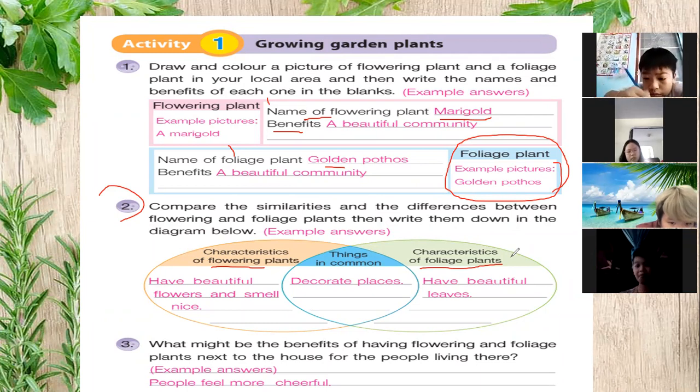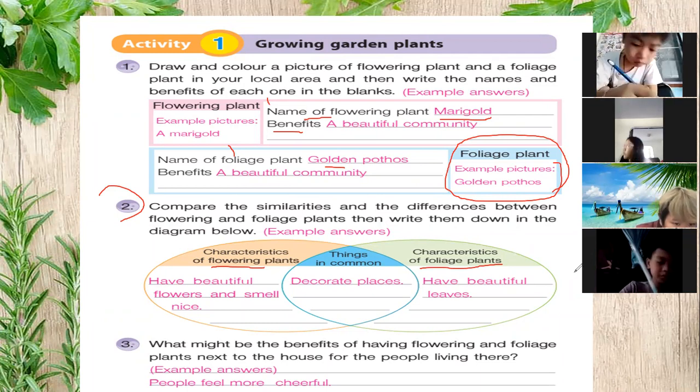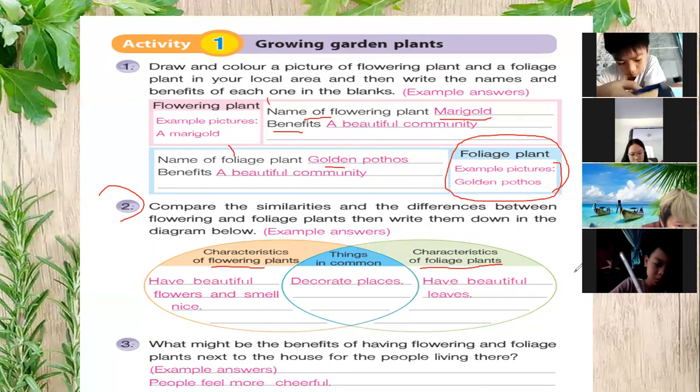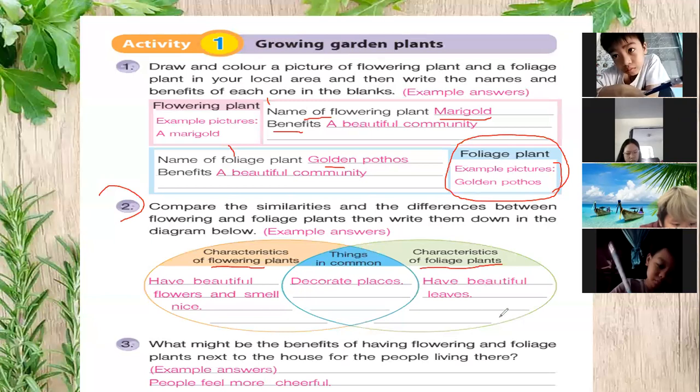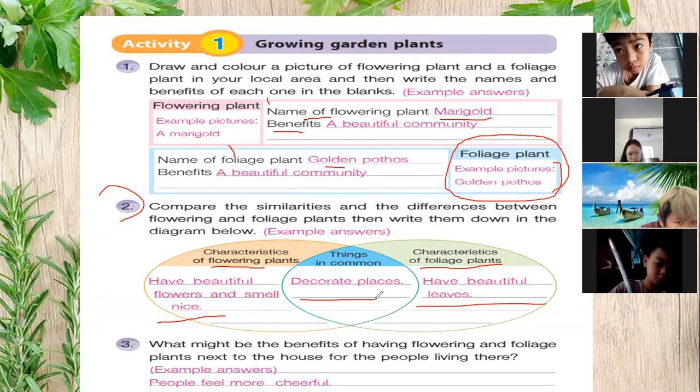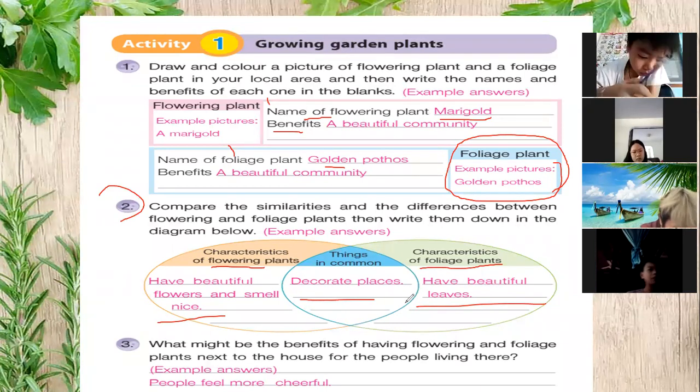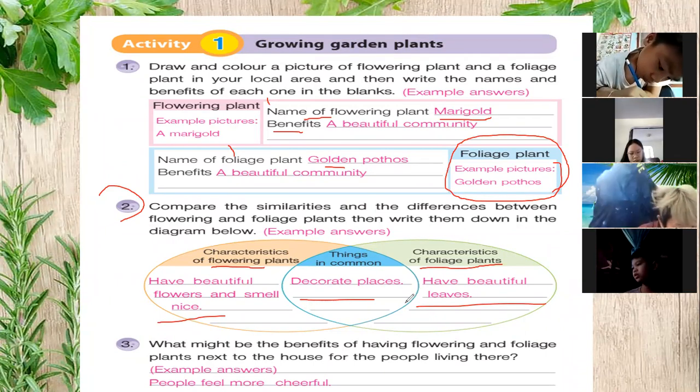Other than that, the foliage plants, what are the characteristics? They have beautiful leaves, because foliage plants don't have flowers, but they have beautiful leaves and stem. So you can write characteristics for both sides, each of them. And then the things that are common.